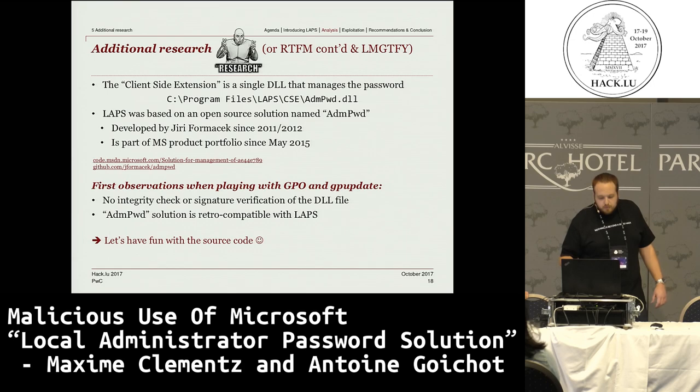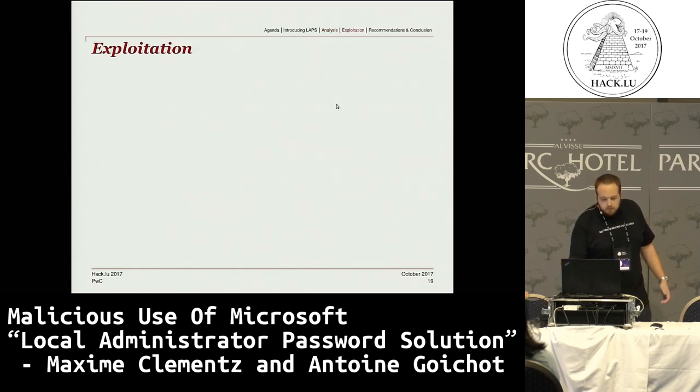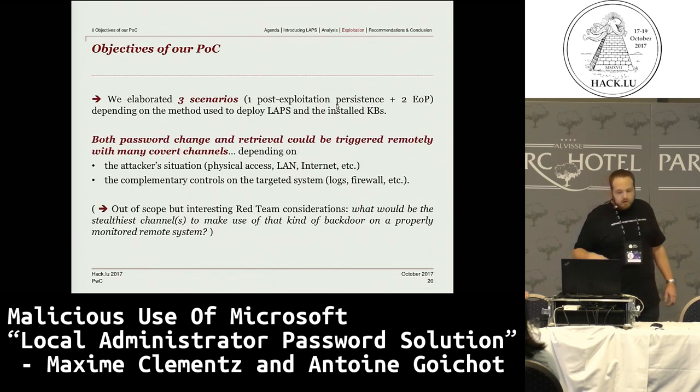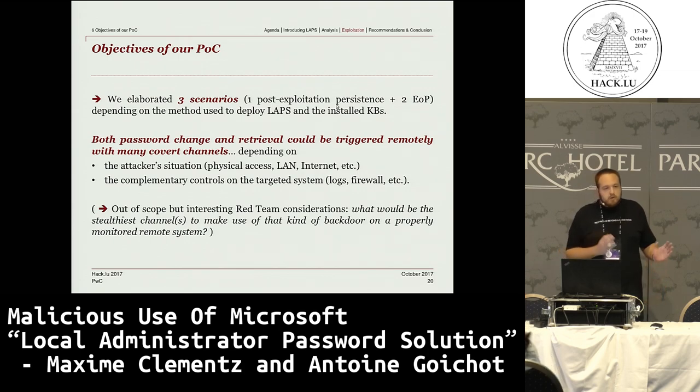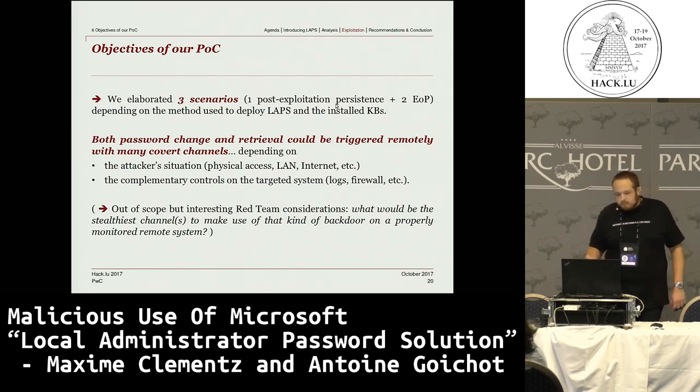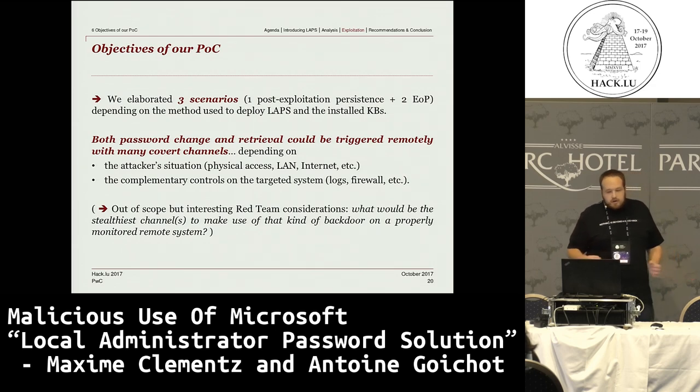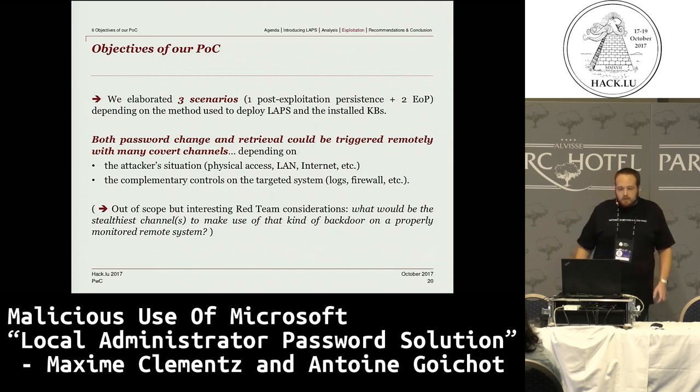So since it's an open source project, we decided to read the code and to exploit it. So we elaborated three scenarios: one post-exploitation persistence, and two elevation of privileges. For the elevation of privileges, it will depend on how LAPS is deployed and how the machine is patched. And so both the password change and retrieval could be triggered by a lot of triggers, and we can recover the password by many channels. It will depend on where the attacker is, if he has physical access to the machine, or on the LAN, or on the internet, and it will depend also on other controls in the network.